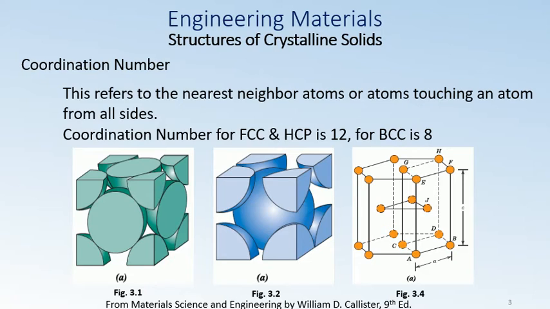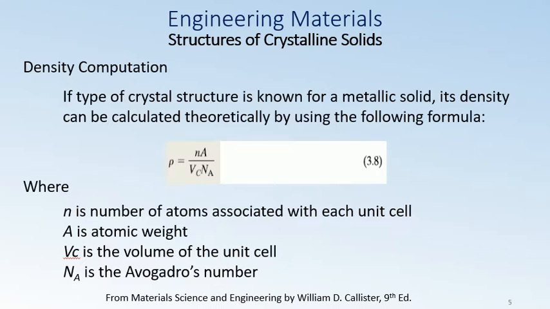If we know the length, and this is a cube, in this case all three sides have the same length, so you can directly calculate the total volume of the cube and substitute it here. And N_A is Avogadro's number, which is of course a constant. So you just need to know the number of atoms associated with a given unit cell, the atomic weight of the element for which the unit cell is, and the volume of the unit cell, and you can then calculate the density of that particular metallic solid.